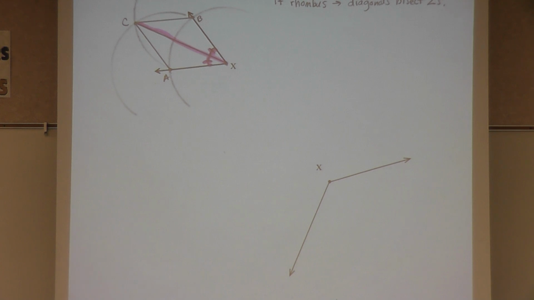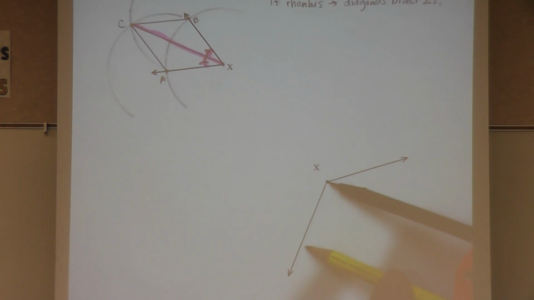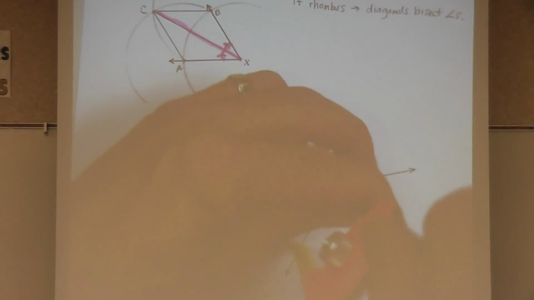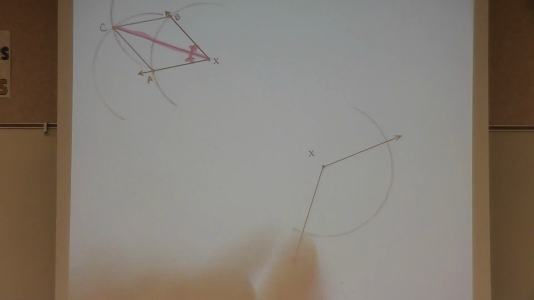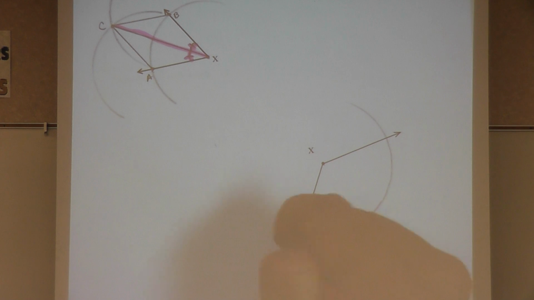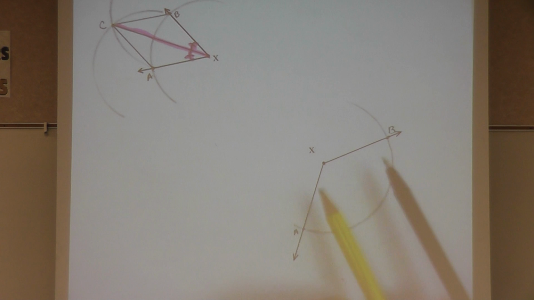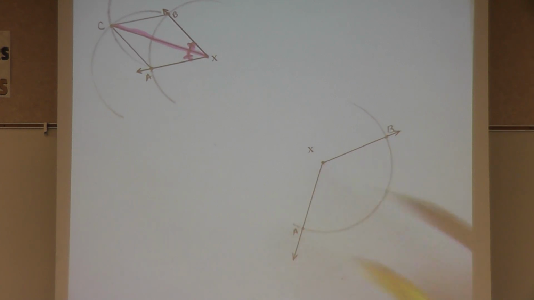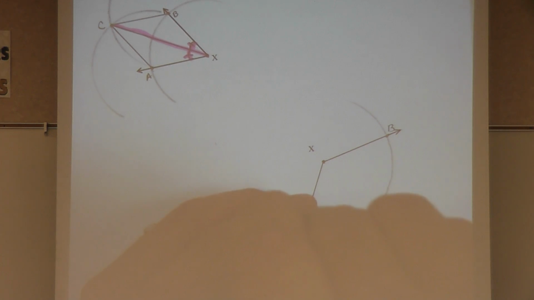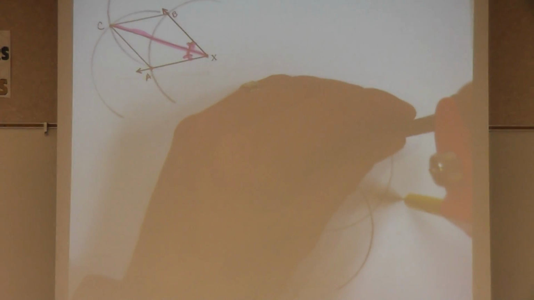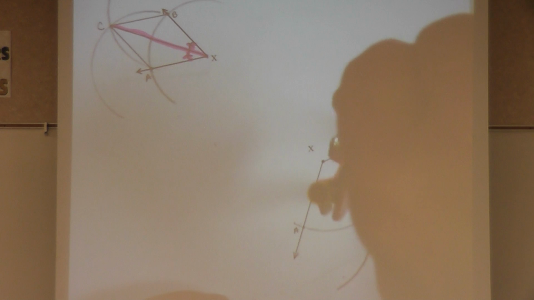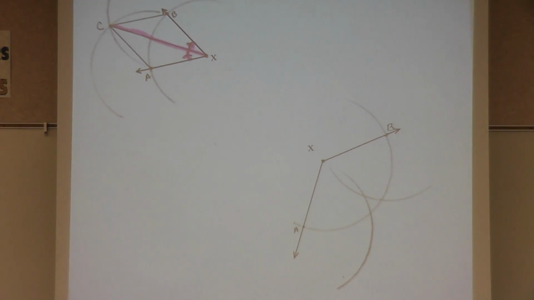So again, I get to choose any arbitrary length. So this time I'm going to set my compass to this, and I'm going to set the length of the rhombus. In this case, XA and XB are going to be the side lengths of my rhombus. I know they're equal, XB and XA, because they're both radii of the same circle. To find the 4th vertex, take the same radius as the original one. Draw one circle centered at A, and one circle centered at B. Where they intersect is going to be that 4th vertex.